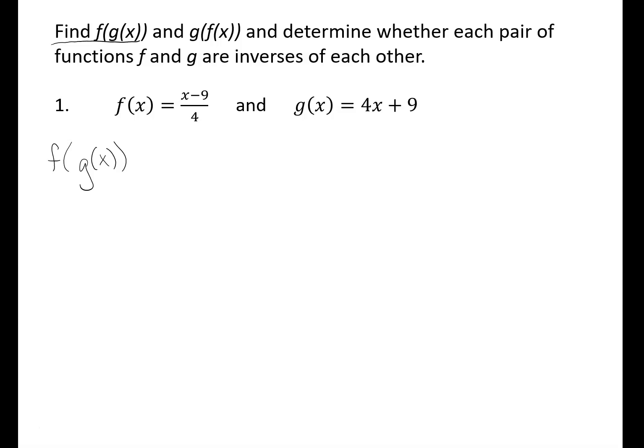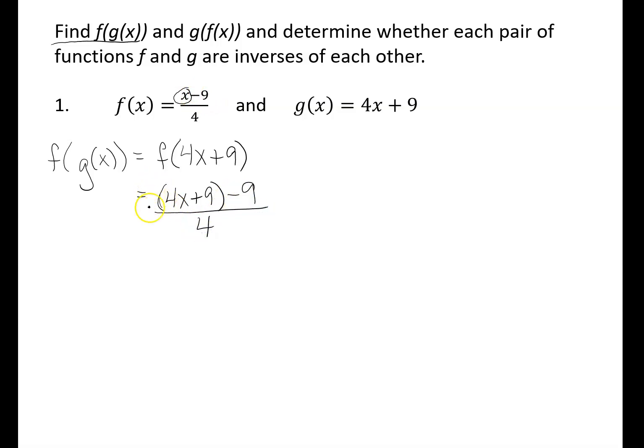So f of g of x, we know that means f of, now we're going to substitute g of x in the parentheses, 4x plus 9. And that, of course, is telling us, go look at f, and in place of the x, which is right up here on the top, that x is going to come out, and 4x plus 9 is going to go in its spot. And then after we replace the x, we still need the -9, and we need the 4 on bottom.